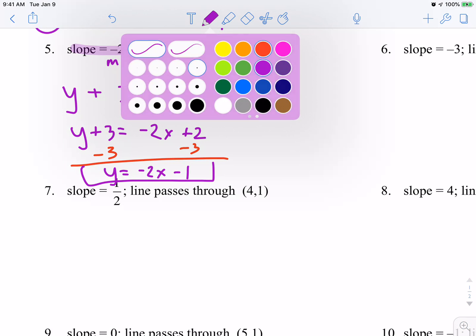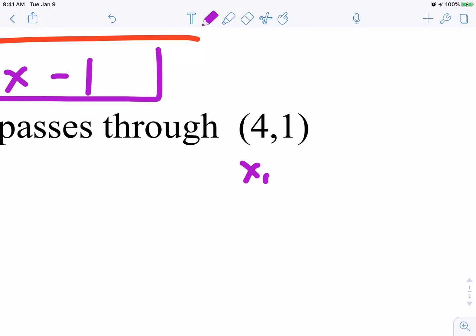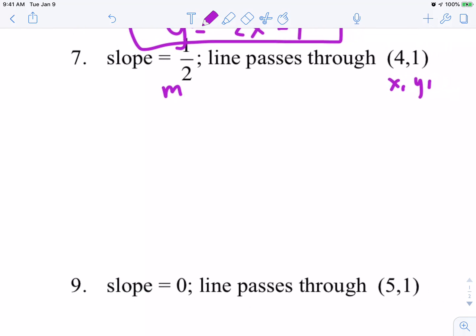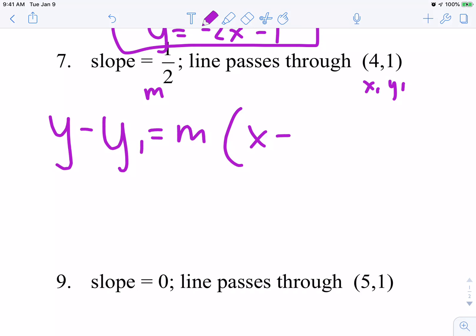Now let's look at 7. 7 has a slope of 1/2. That's your m. Here's your x1. Here's your y1. Okay. So let's start with, again, putting it into your point slope form. Y minus y1 is equal to m times x minus x1. So our y1 is a 1, so I'm going to erase that. I'm going to put a 1 in there. Our m is 1/2, so put a 1/2 there. And our x1 is 4, so erase that, put a 4 in there.